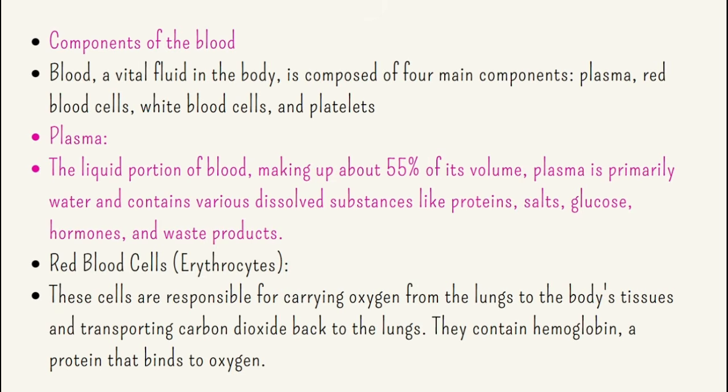So basically, what we have going on is the plasma, right? The plasma is basically the liquid part of the blood. It makes up about 55% of its volume. It is mainly water and contains various dissolved substances like proteins, salts, glucose, hormones, and waste products, right?